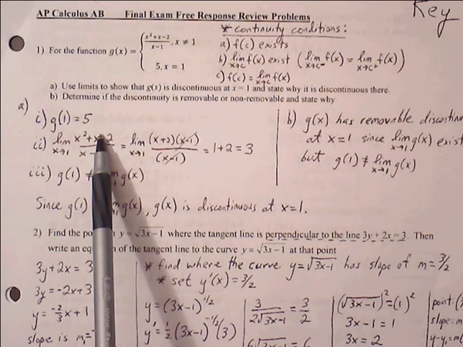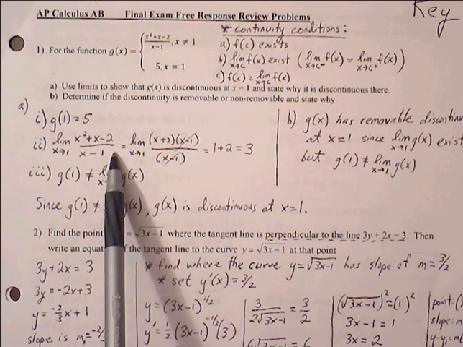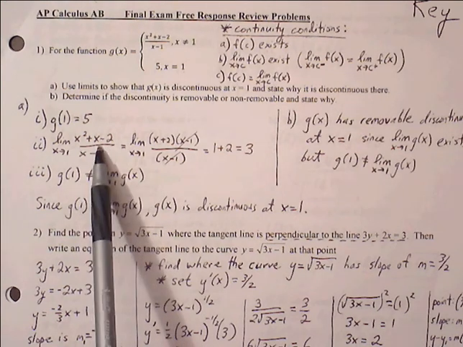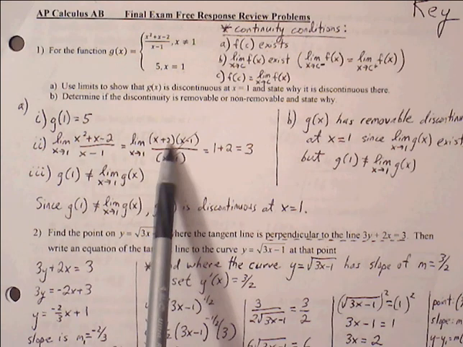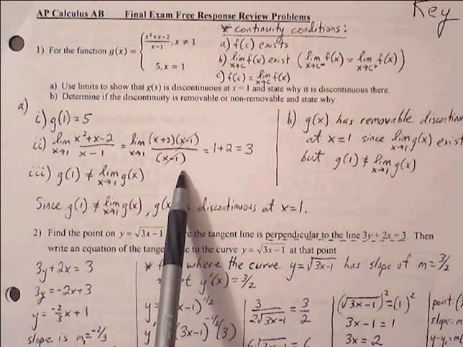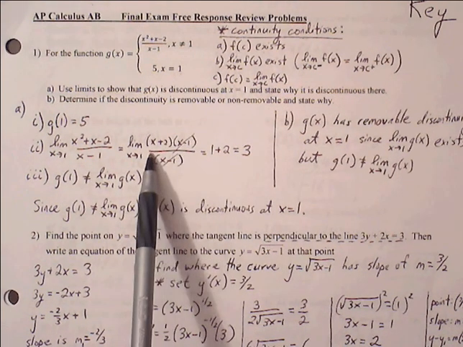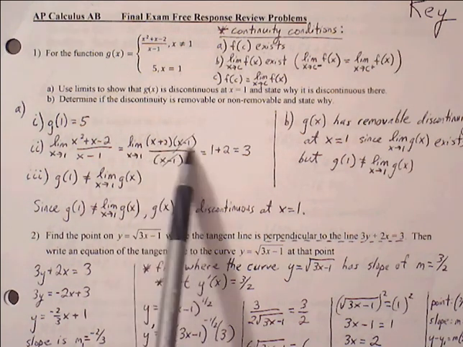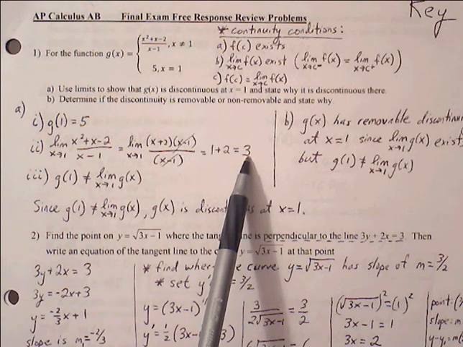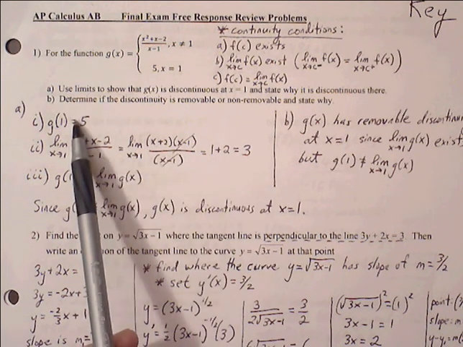If we plug in 1, we're going to get 0 over 0. So we look to see if we can factor. The numerator factors to x plus 2 times x minus 1, all over x minus 1. The x minus 1 cancels out, and we're left with x plus 2. Reevaluate the limit, plug 1 in for x. 1 plus 2 is 3. So the limit exists at 3, but the ordered pair is at 5.